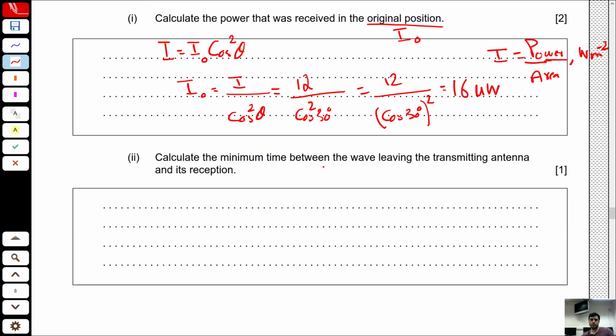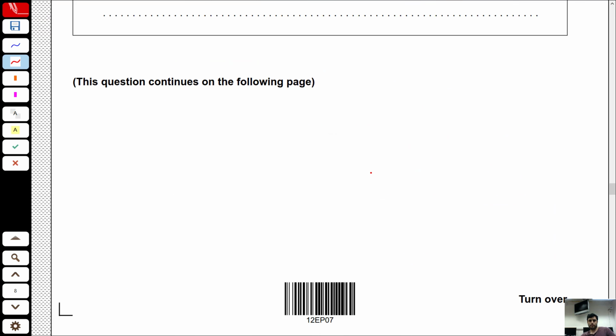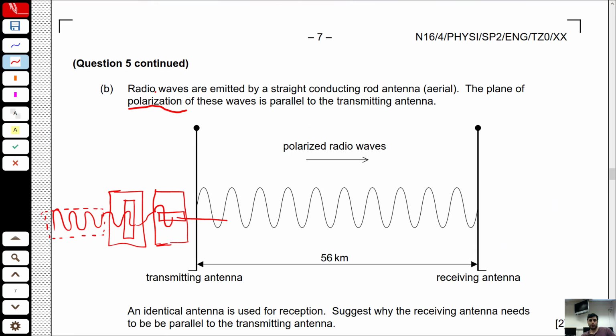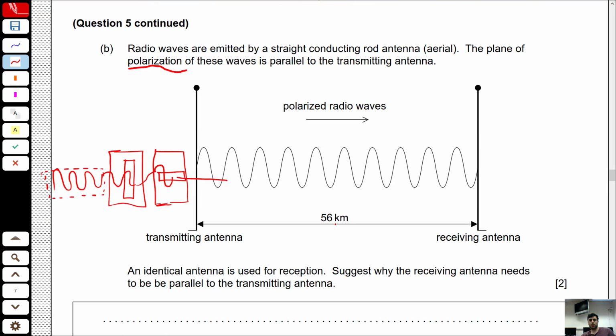Calculate the minimum time between the wave leaving the transmitting antenna and its reception. Since it's a radio wave, and all radio waves are electromagnetic waves, and all electromagnetic waves travel at a constant speed equal to the speed of light, which is 3 times 10 to the power of 8 meters per second, there's no need to use the other equation.